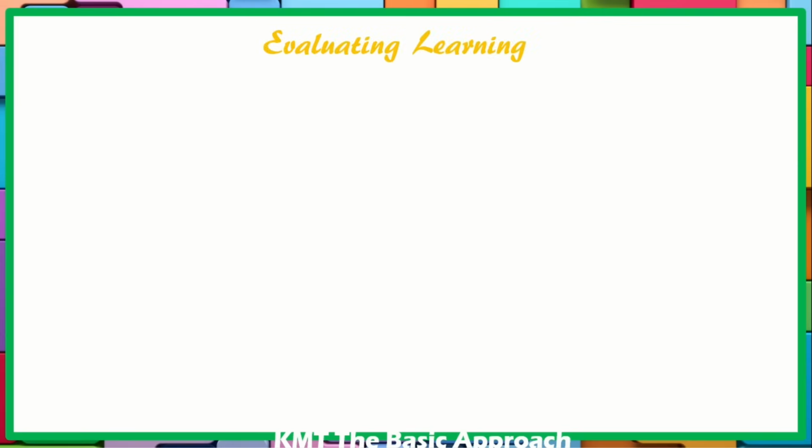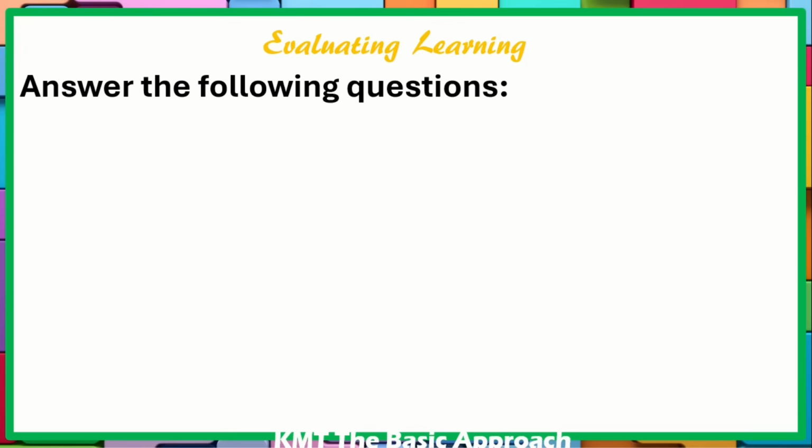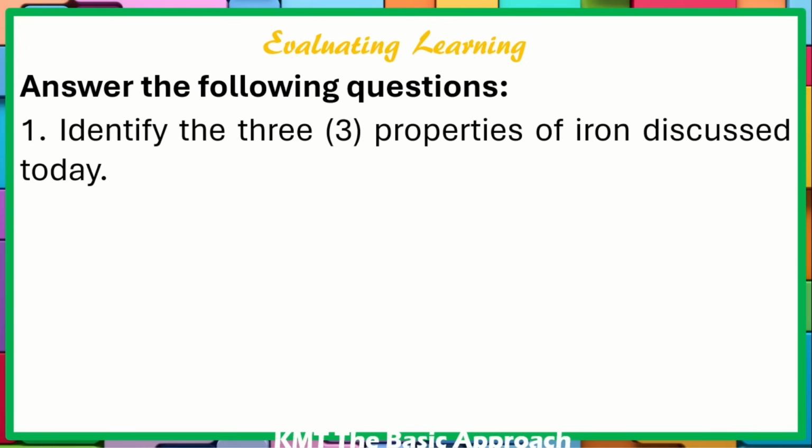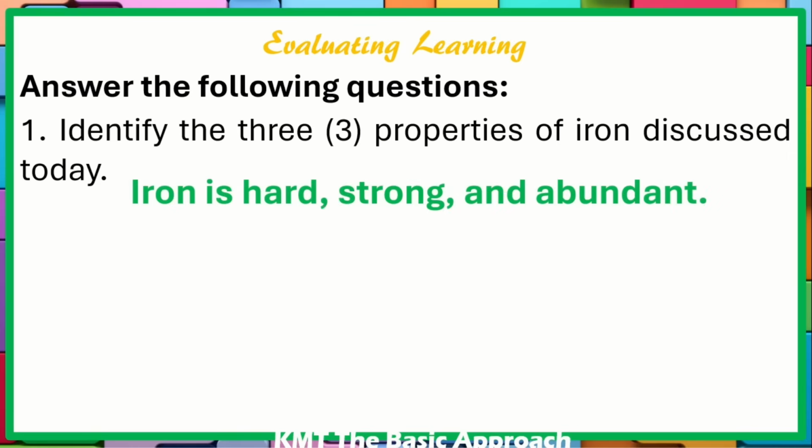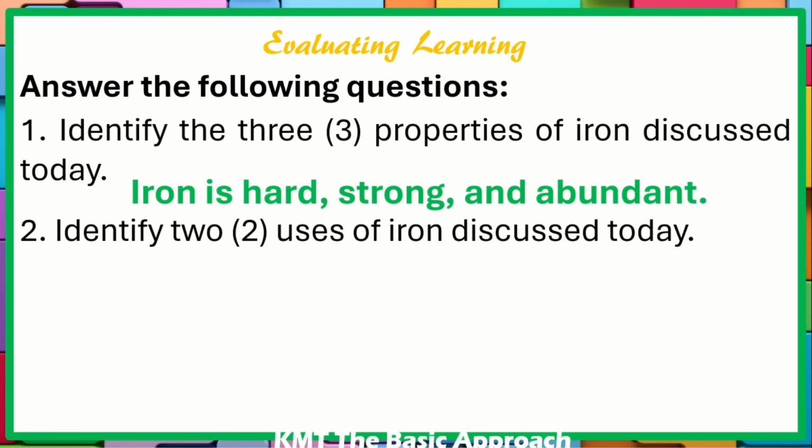Evaluating learning. Answer the following questions. Number 1. Identify the 3 properties of iron discussed today. Good job! Iron is hard, strong, and abundant. Number 2. Identify 2 uses of iron discussed today.